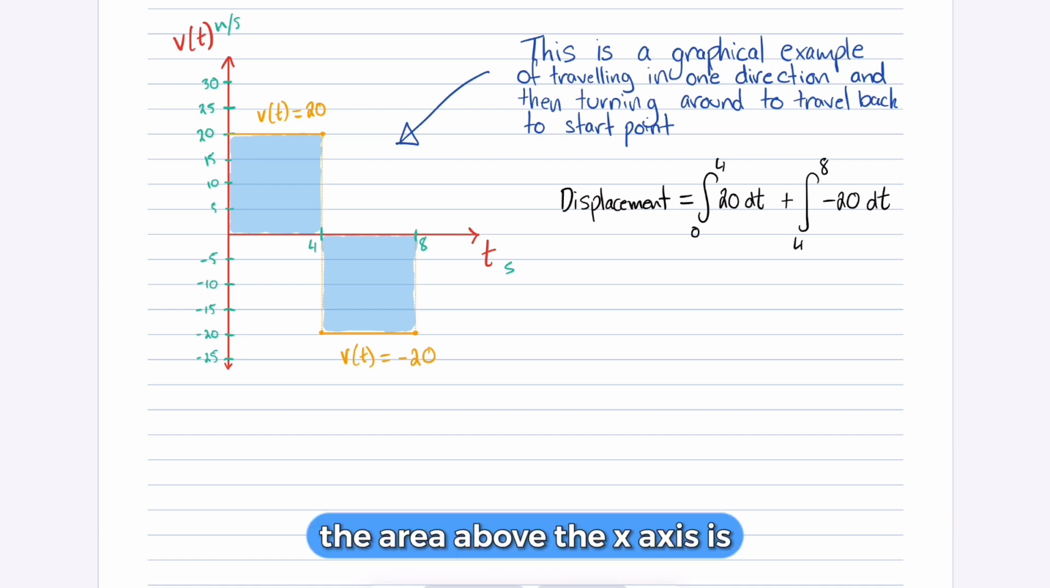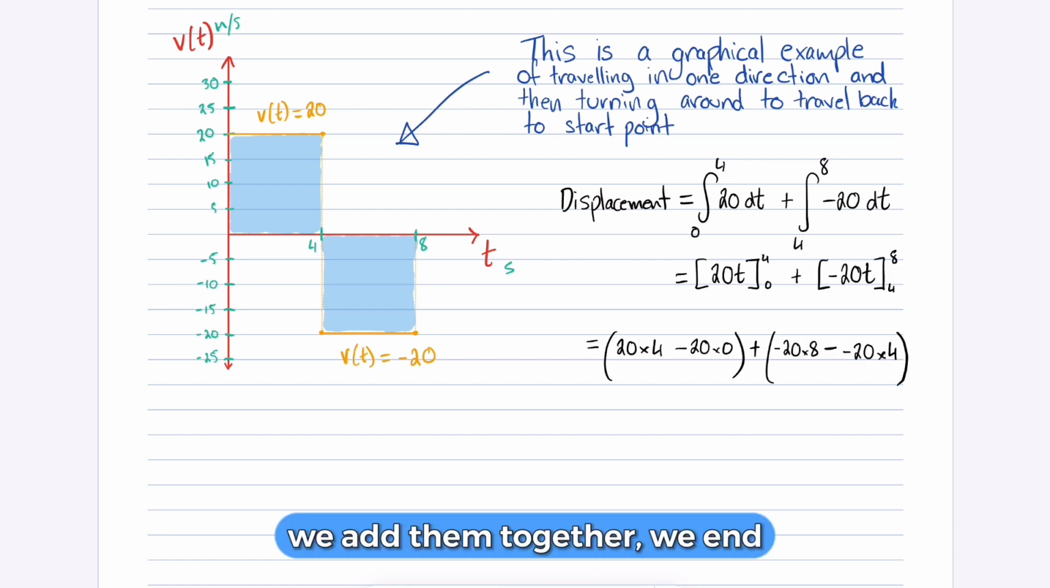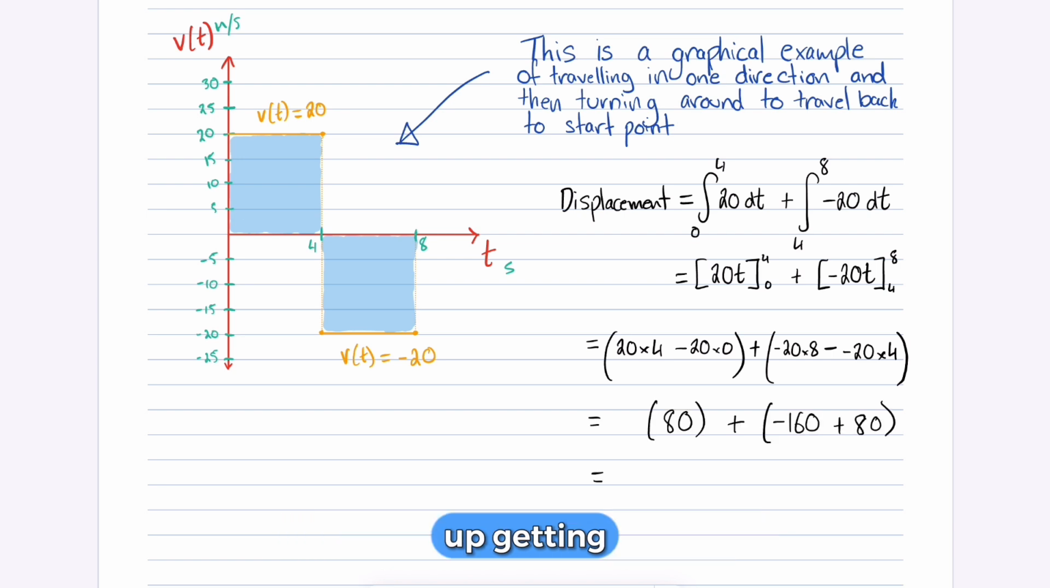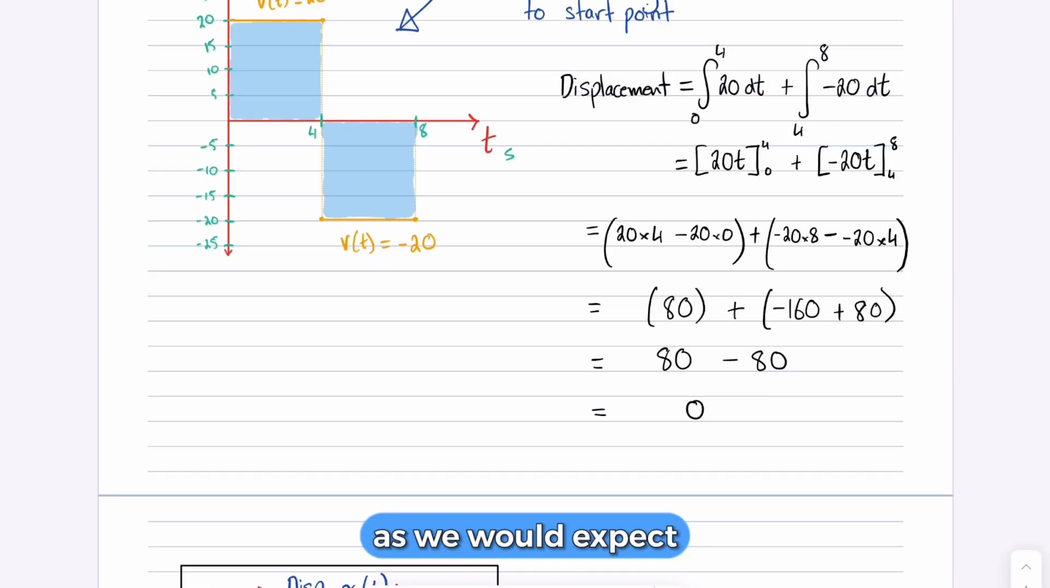The area above the x-axis is the same as the area below the x-axis. But if we do that algebraically, so we find the integral, we add them together, we end up getting 0, as we would expect.